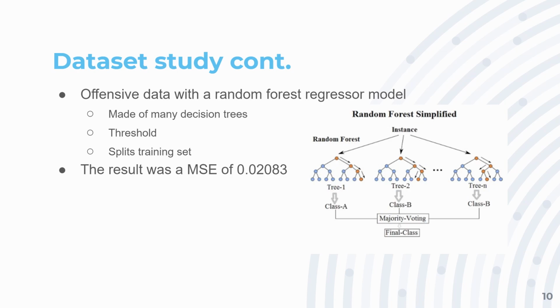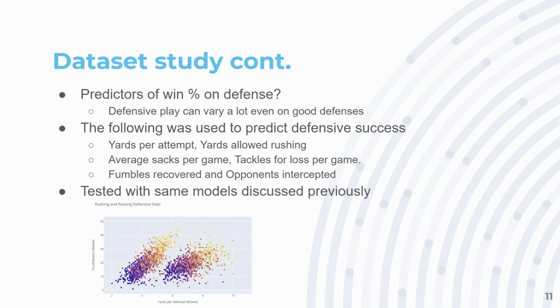When this is done with the training data and then tested with the test data, the result for the mean square error ended up being 0.02083, which is the lowest of the two other models we've discussed. Now that we have seen the best predictors of winning percentage on offense, let's kind of do the same thing and take a look at defense.